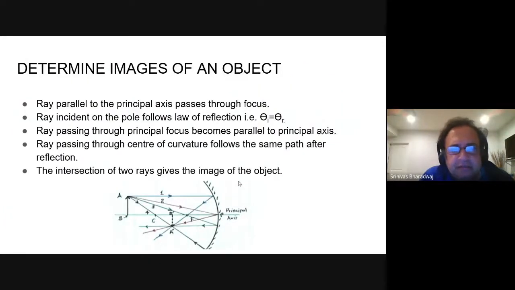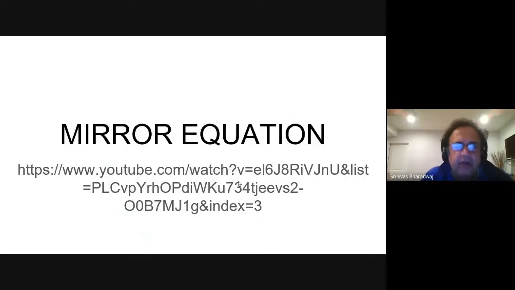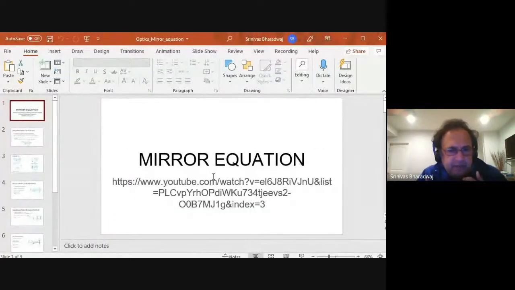This is roughly all the different ideas that we introduced in today's lecture. You have the mirror equation, how reflection works, theta i equals theta r, and how the magnifications are related to the distances u and v. The u is the distance of the object, and the v is the distance of the image from the mirror. Keep all that in mind and understand the optics of mirrors.